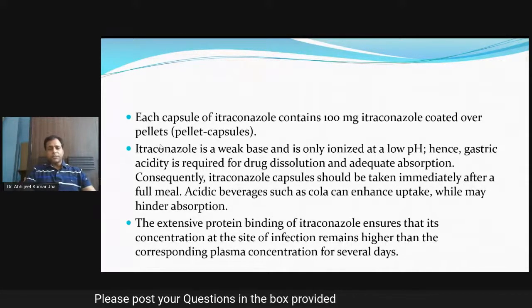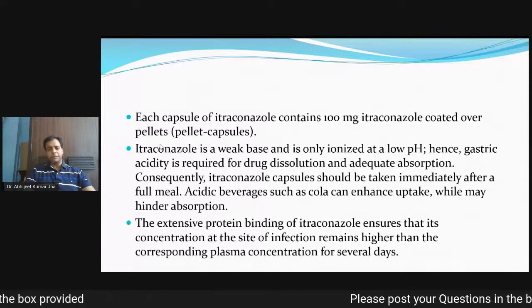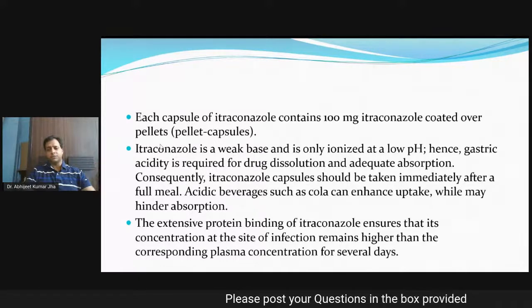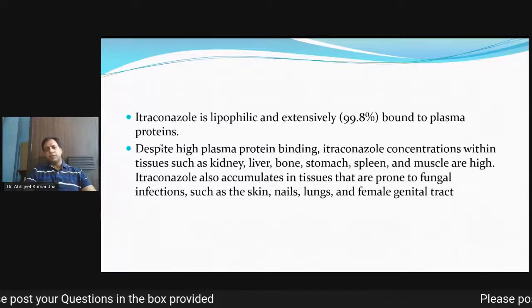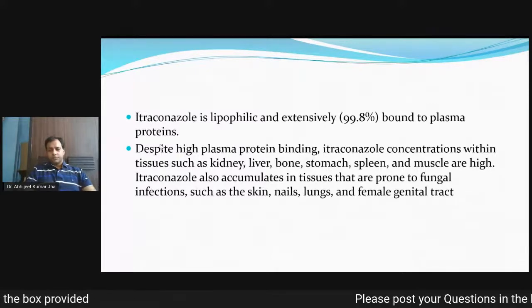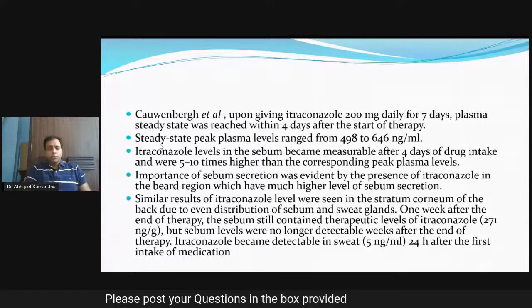Now, the extensive protein binding of itraconazole ensures that the concentration at the site of infection remains higher than the corresponding plasma concentration for several days. Now, itraconazole is lipophilic and it is highly bound to plasma proteins. I'll skip this part. Now, these are a few important things.